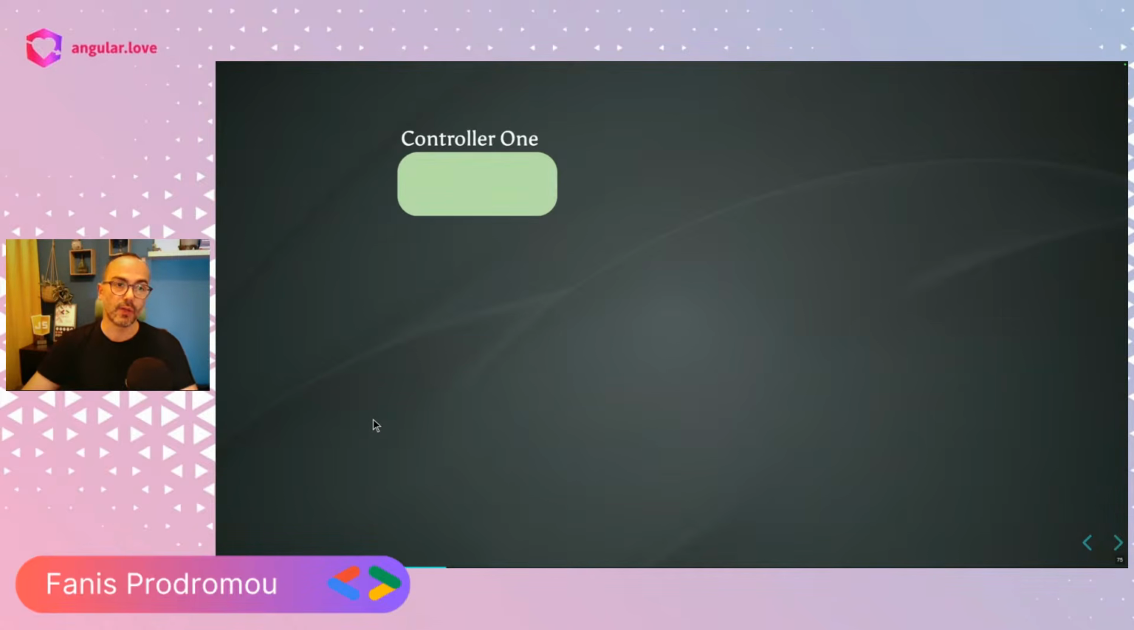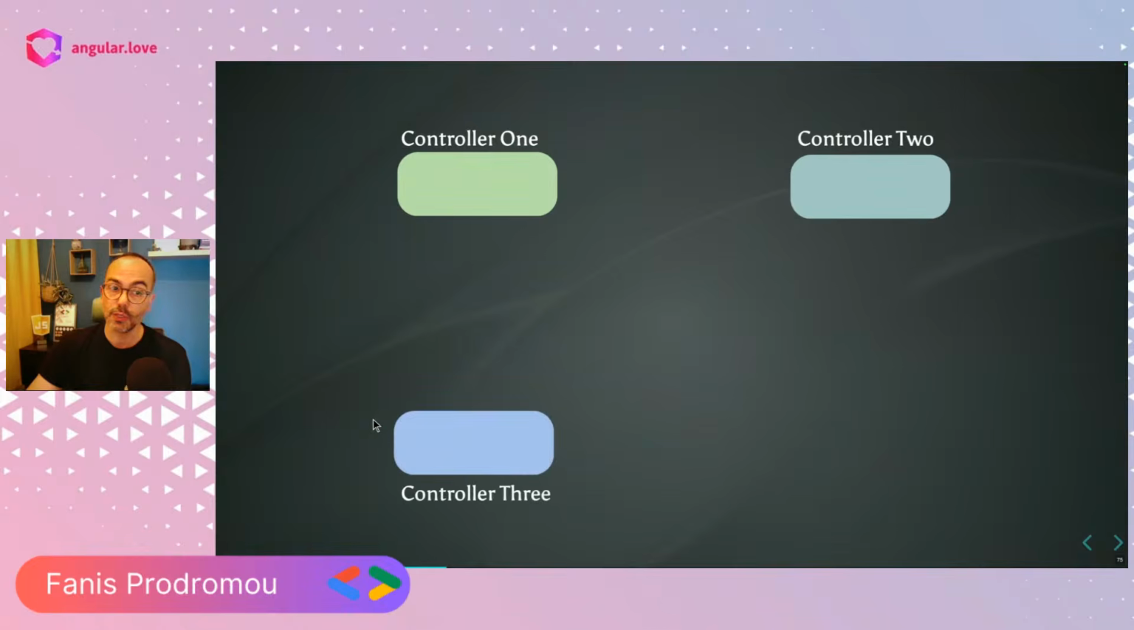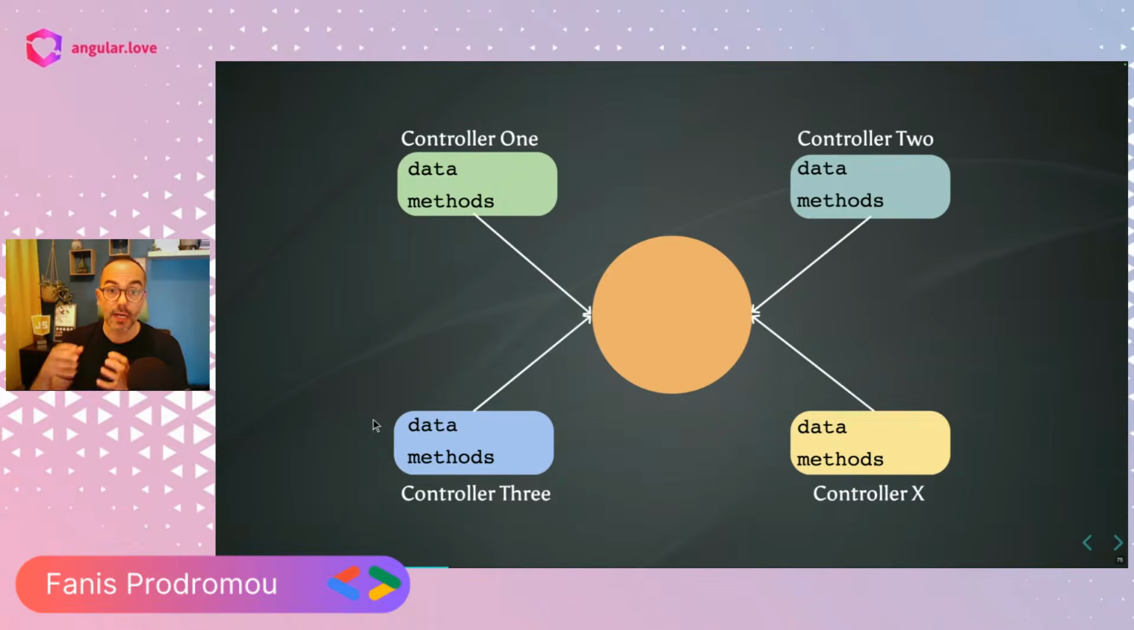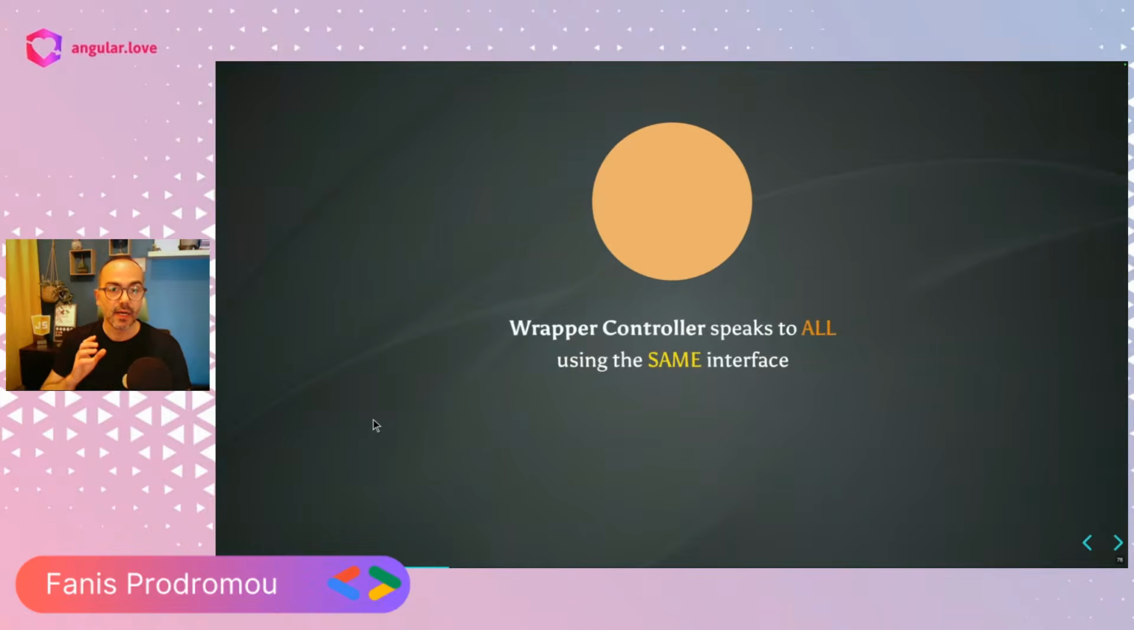So let's now see the following, that we have controller 1, controller 2, controller 3, controller X, whatever, and every one of them has data and methods. So what we can do is to introduce one more controller here, which is our wrapper controller that can accumulate the data from every individual controller. And the wrapper here is very useful because it speaks to all using the exact same interface. So currently we had only 3 controllers. Now we are introducing a fourth one, a fourth function.